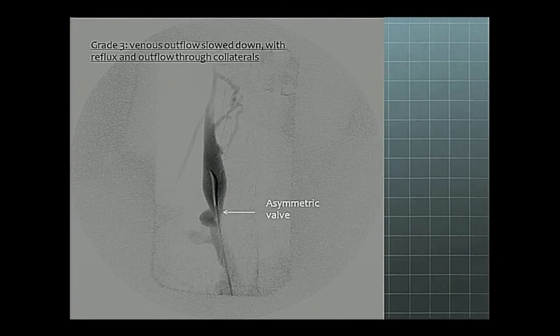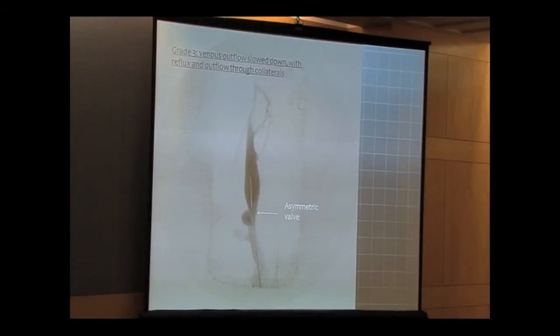Another example of a grade 3, just to look at some of the findings in more detail. This is a unicuspid valve. You can see here's the right side of this has a sinus, and you can see a valve leaflet. There's no leaflet over here, and this is hemodynamically significant because you see collaterals.